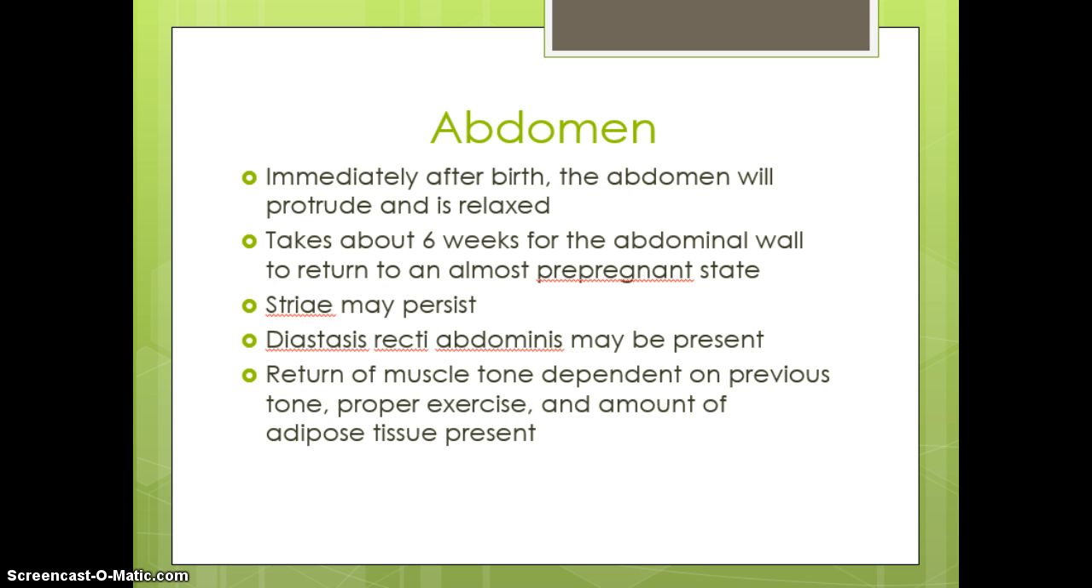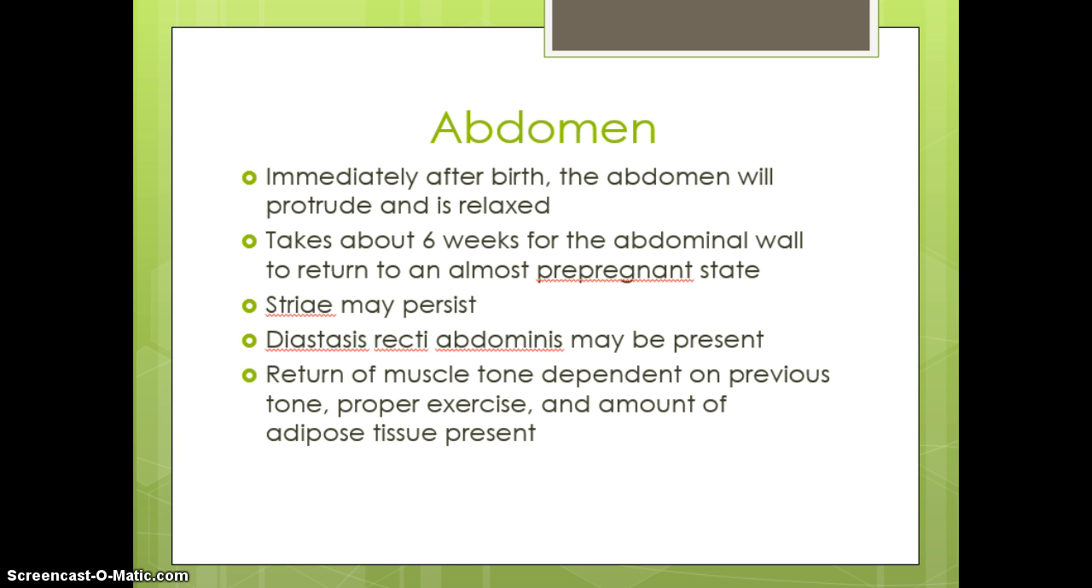When we're talking about the abdomen in the postpartum period, immediately after birth, sometimes women's abdomens protrude a little bit, and that is due to the diastasis of the recti abdominis, which is that muscle on the anterior portion of the abdomen. Those muscles will return normal tone or close to pre-pregnancy tone with proper exercise, and if she doesn't have a lot of adipose tissue, so weight loss, those types of things.